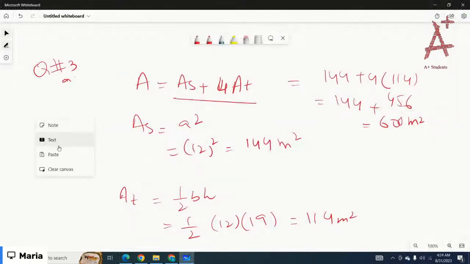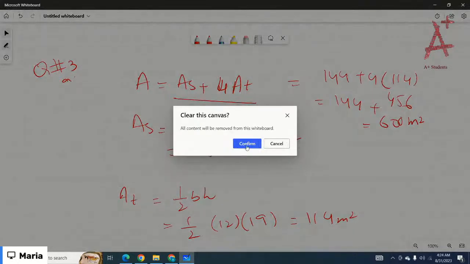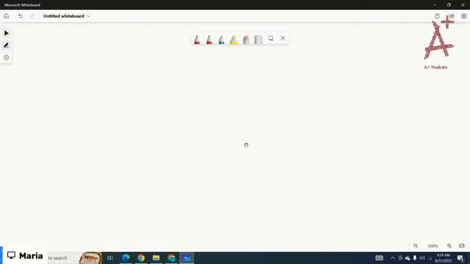Let's start with question number 5. Basically the slant height of the cone forms a right angle triangle. You are given two of the sides, 8 and 4, so you apply the Pythagorean theorem to calculate the hypotenuse. The hypotenuse is the slant height.